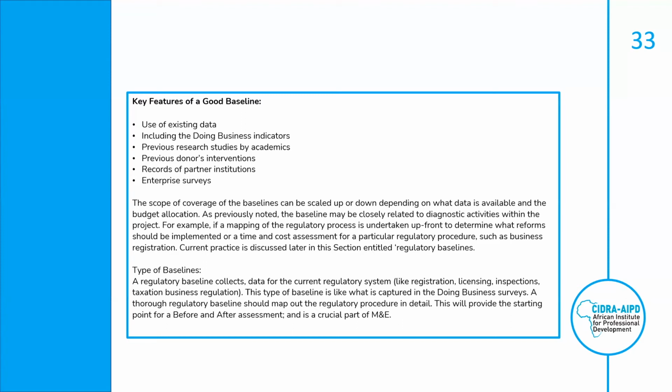Type of baselines. A regulatory baseline collects data for the current regulatory system, like registration, license, inspection, taxation, and business regulation. This type of baseline is like what is captured in the Doing Business survey. A thorough regulatory baseline should map out the regulatory procedure in detail. This will provide the starting point for a before and after assessment, and it is a crucial part of M&E.